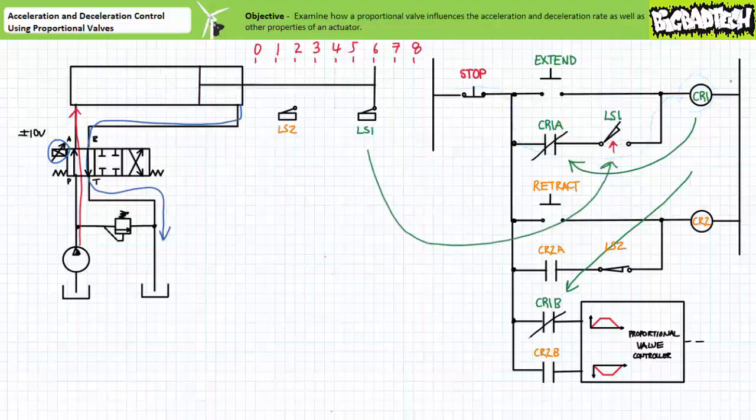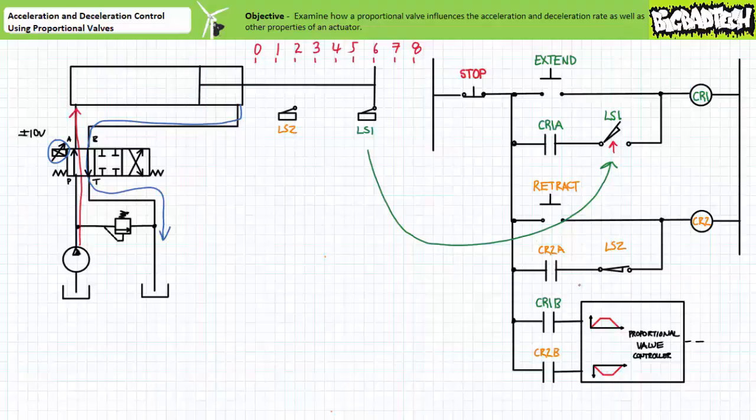And 6 inches into the extension stroke, the applied load strikes LS1. LS1 opens and the coil of control relay CR1 is de-energized. The contacts associated with control relay CR1 immediately return to their deactivated states. Contact CR1A opens and removes the holding circuit. Simultaneously, contact CR1B opens and signals the positive ramp generator to execute the slow 10-second ramp down.